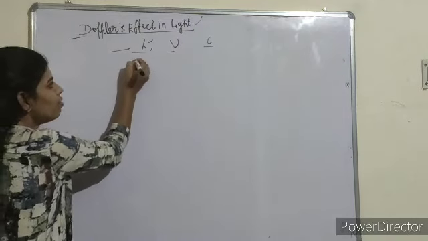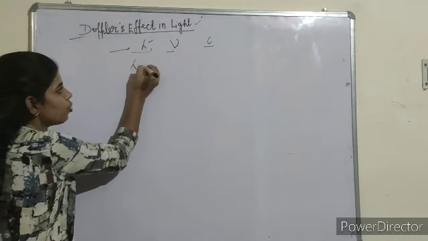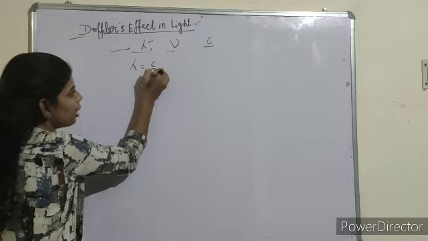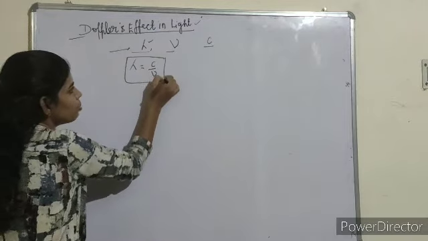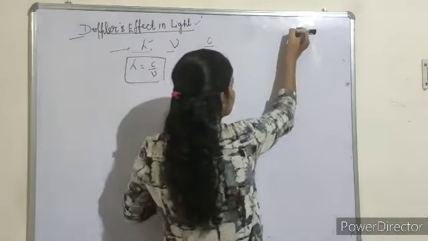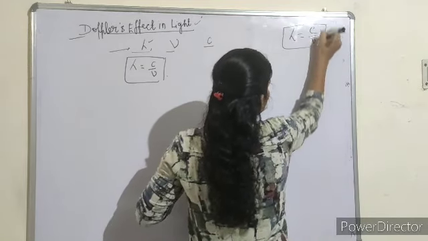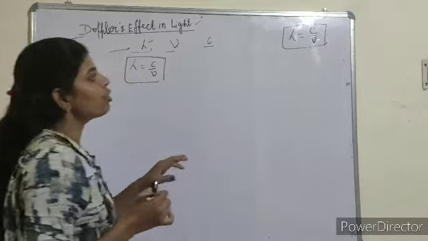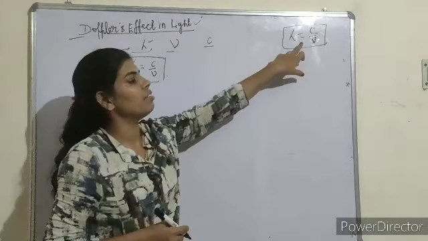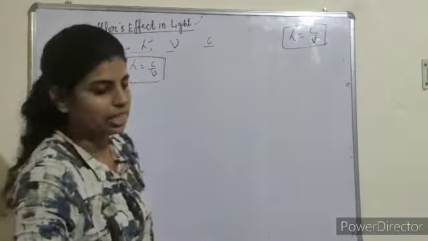And you have learned a relation: lambda is equal to c by nu. You are well aware of this relation. Let us write it over here: lambda is equal to c by nu, where nu is the frequency of the light waves emitted by the source of light.